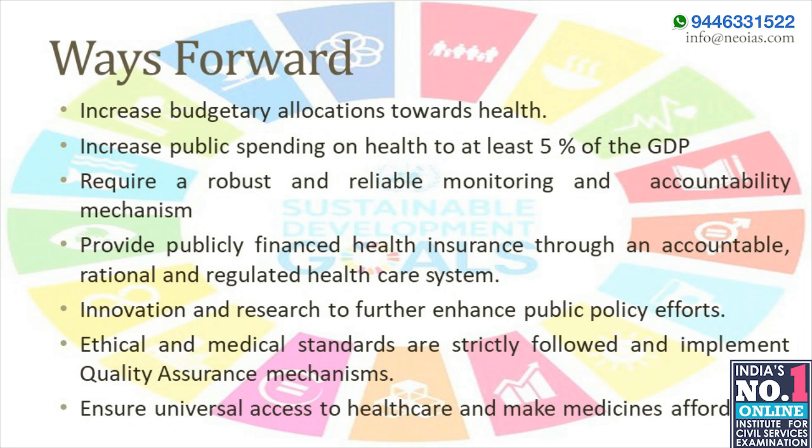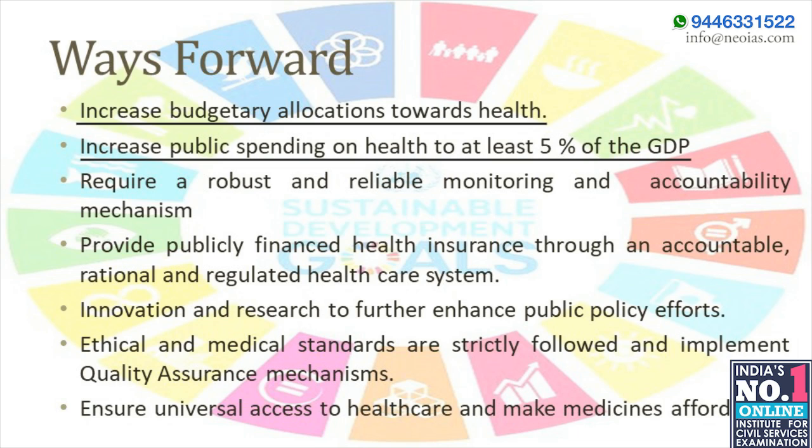First is about financial commitments, that is, India should increase its budgetary allocations towards health. Next one is to increase public spending on health to at least 5% of GDP. Factoring in inequities and vulnerabilities, that is, leaving no one behind, implies reaching out to neglected populations using different strategies to address their unique concerns. Track the progress of marginalized communities towards the goal. Next one is reporting, transparency and accountability. That means requiring a robust and reliable monitoring system as well as a strong accountability mechanism.